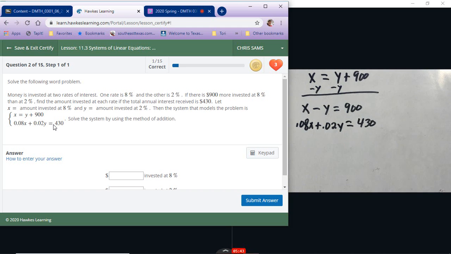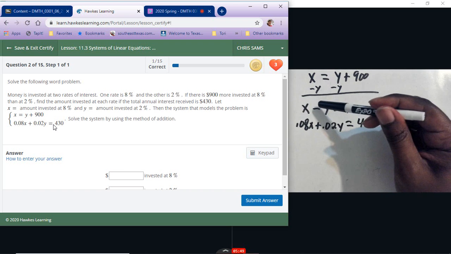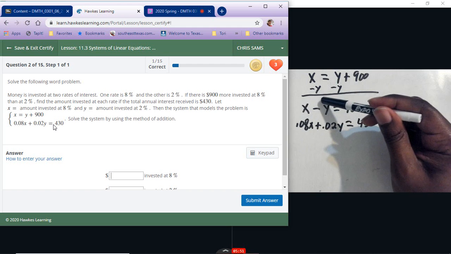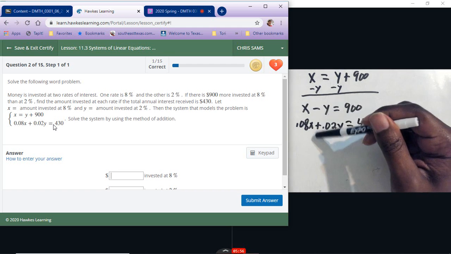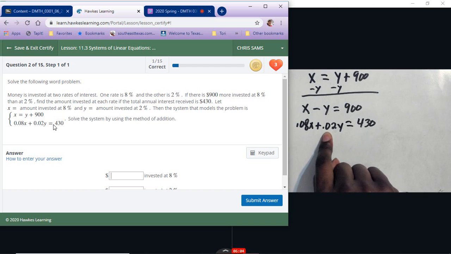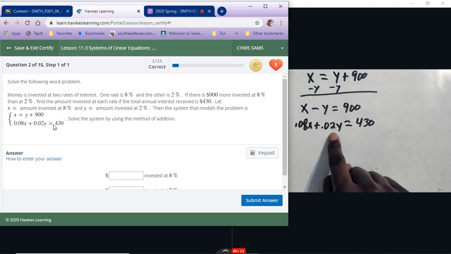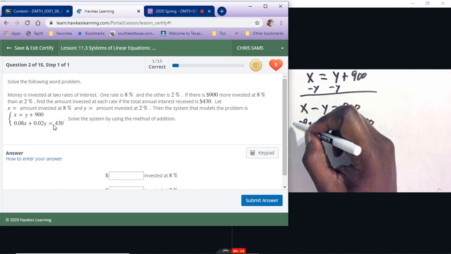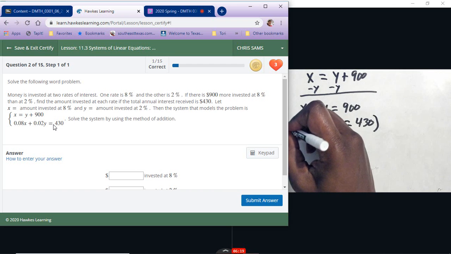Okay, so now we need to eliminate either x or y. I'm going to choose y because it has a smaller number to multiply by, and also because it's already negative and this one is positive. The signs are already opposite. Okay, in order to eliminate y, I need these coefficients to be the same. Well, I don't like dealing with decimals, so to move the decimal over 2 times, I need to multiply by 100. That gives me 2 zeros. So this whole equation right here, I'm going to multiply by 100.